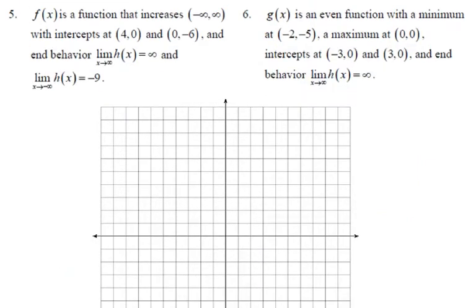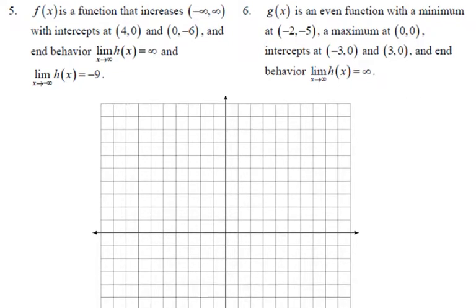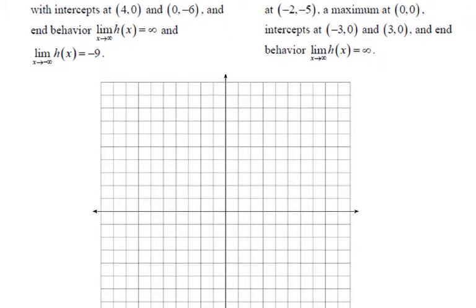Okay, number 6. g of x is an even function with a minimum at negative 2, negative 5. So minimum at negative 2, negative 5, right there. Maximum at 0, 0. So I know that's a minimum, it's a maximum. I do that just to remind me. Intercepts at negative 3, 0, and 3, 0. So these are relative minimums and maximums.